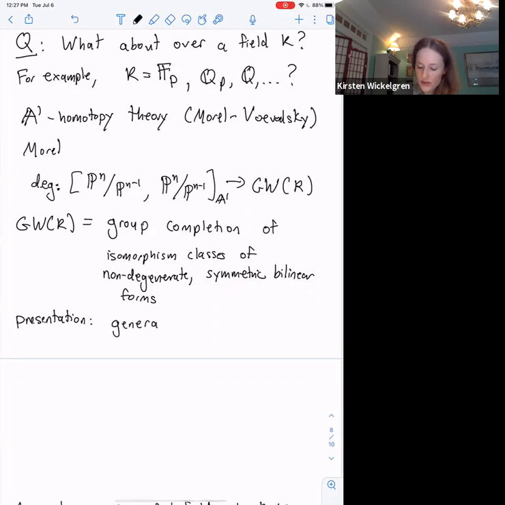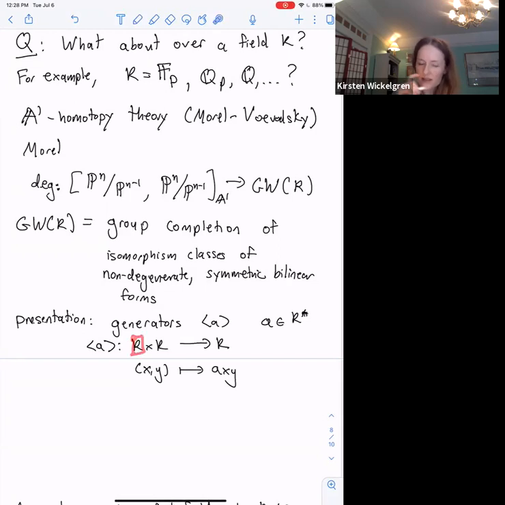So we've got one-dimensional generators. So generators A corresponding to the bilinear form on the one-dimensional vector space K that sends xy to axy. And if we change the basis from 1 to B, we'll change A to A times B squared. So we're reduced to only letting our generators go through the units up to squares. And this is a presentation over a field.